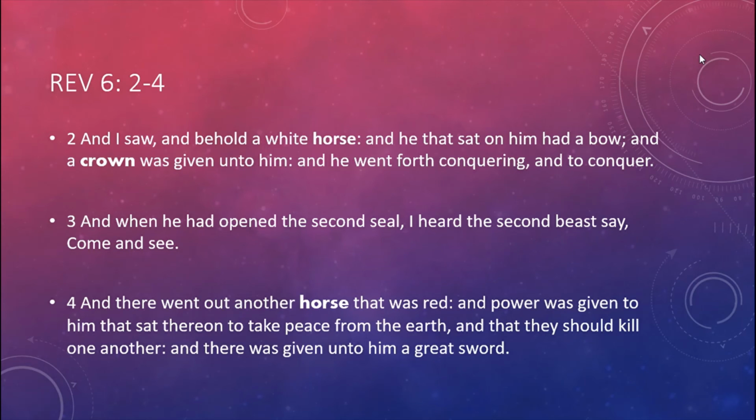And when he had opened the 2nd seal, I heard the 2nd beast say, Come and see. And there went out another horse that was red, and power was given to him that sat thereon to take peace from the earth, and that they should kill one another. And there was given unto him a great sword.